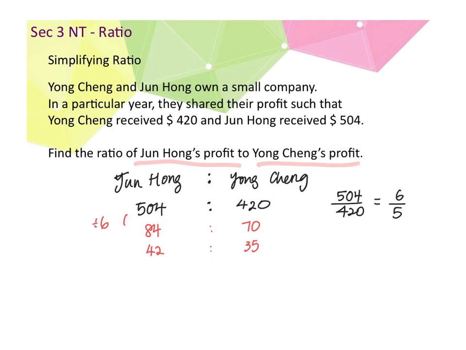Then maybe I can divide both of them by the common factor 7. 35 is 5 times 7, and 42 is 6 times 7. So I'm going to divide both sides by 7. That will give me 6, and 35 divided by 7 will give me 5. But this is actually longer. So if we can use our calculator effectively, from here I can directly read the ratio for 504 is actually 6, and the ratio for 420 is actually 5 units.